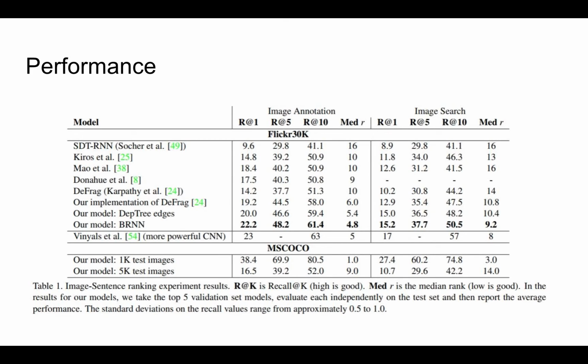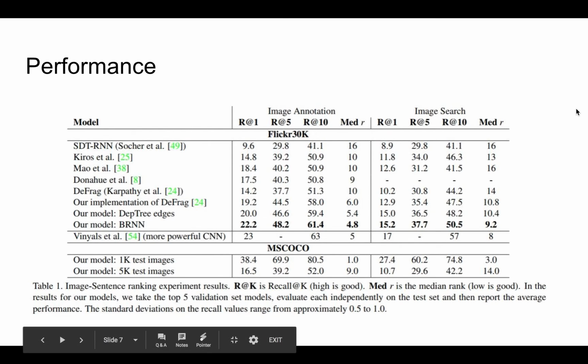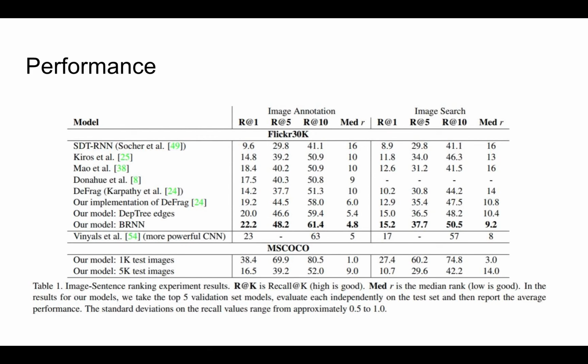And then performance-wise, their model performed pretty well compared to other previous work. They have their R at 1, R at 5, R at 10, and median R ratings, and it all performed much better than all the previous work. And this was for their Flickr 30K data set. They also ran it on another Flickr data set as well, and MS COCO.